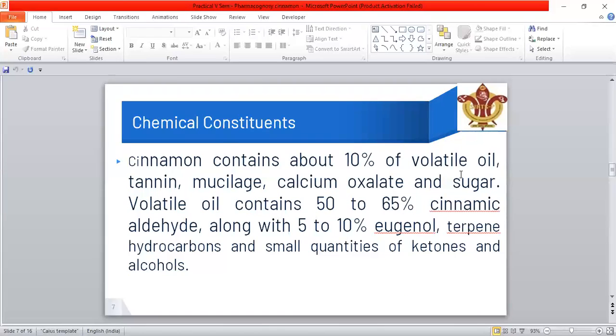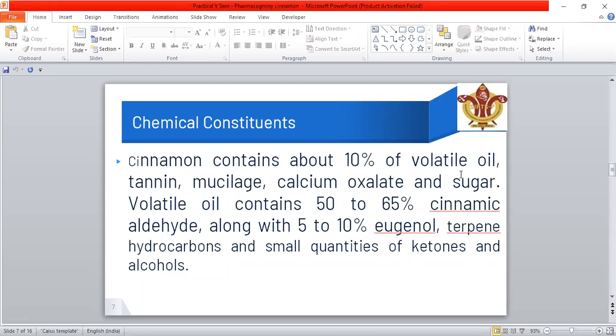Cinnamon contains 10% volatile oil, tannins, mucilage, calcium oxalate, and sugar. The volatile oil contains 50 to 65% cinnamic aldehyde, 5 to 10% eugenol, terpene, hydrocarbons, and a small quantity of ketones and alcohol. So the main active constituent of cinnamon is cinnamic aldehyde.